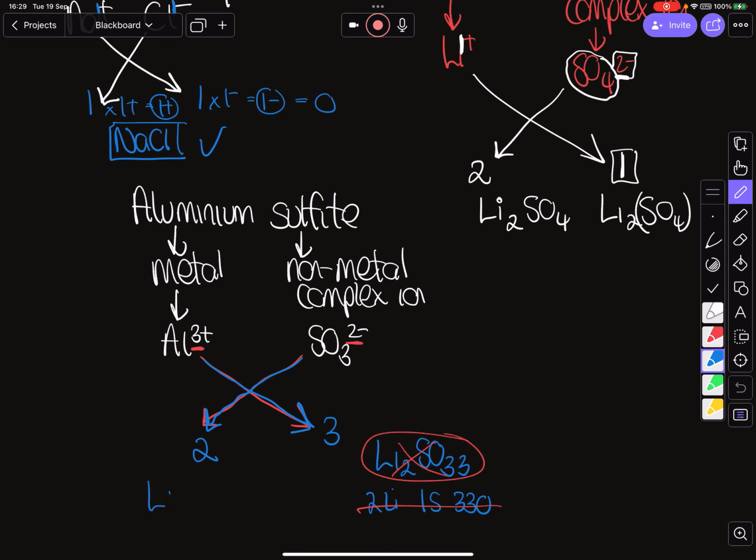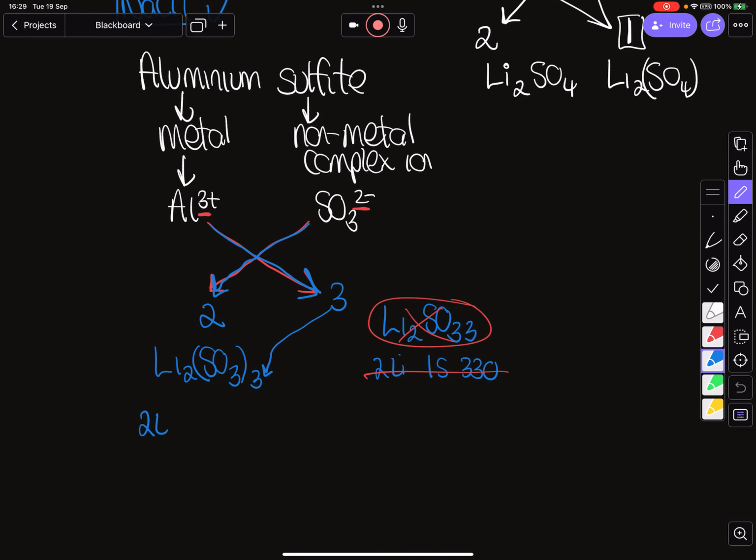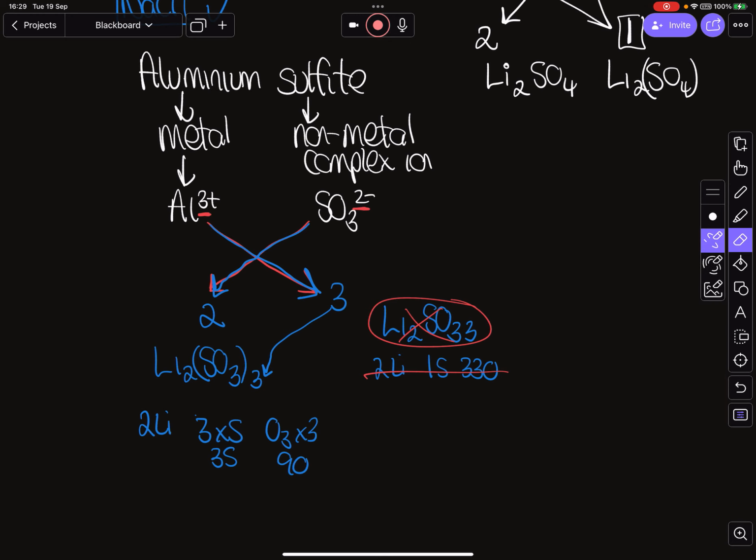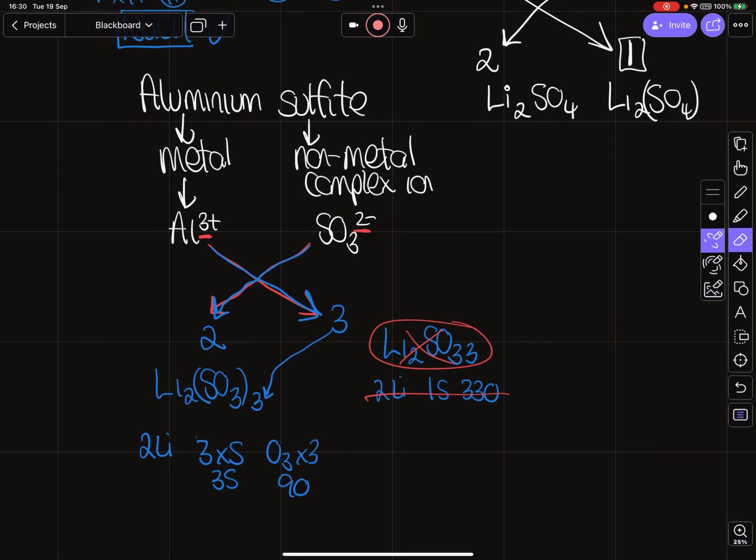So we still have Al2, and as I said to you earlier, once you write your SO3, you just get in the habit of writing brackets, and now I'm putting this 3 outside my brackets. So what does this tell me I have? It tells me I have 2 Al. Technically, I have 3 outside by an S, so I have 3 S inside there, and I have O3 by 3, which is 9 O's in total. So that makes a little bit more sense than our 33. Okay, I'm going to leave this here now.